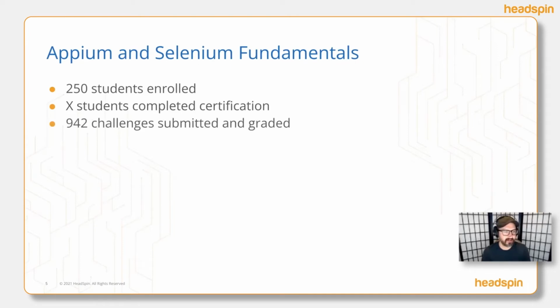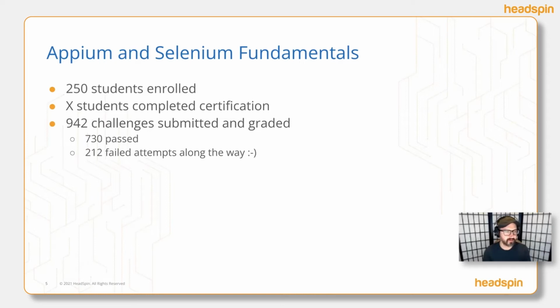There have been 942 challenges submitted and graded. This is when somebody writes a test script and runs it on the HeadSpin platform on a HeadSpin device, and then uses the course interface to submit that to me, and I go through and grade it according to whether it meets the requirements of that particular challenge. It's felt like I've graded about 1,000 of these things, and I have.